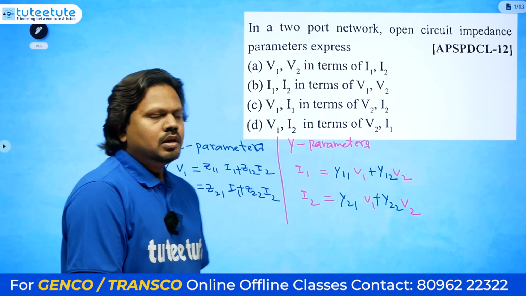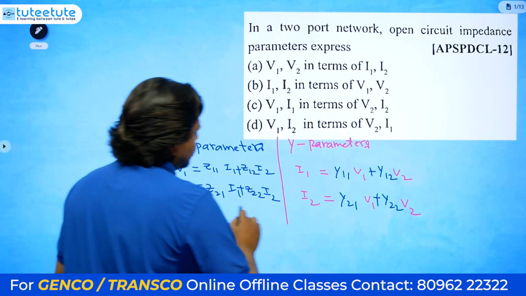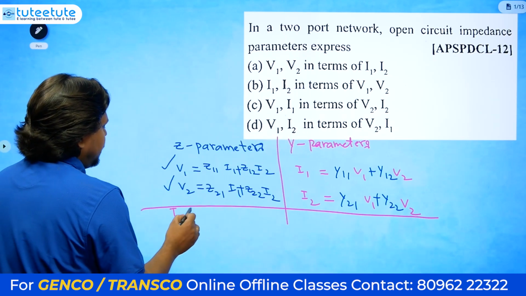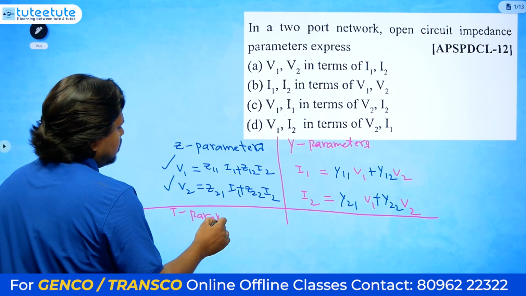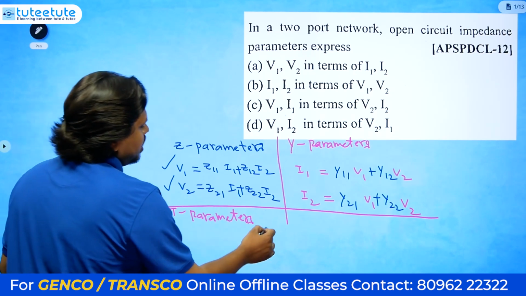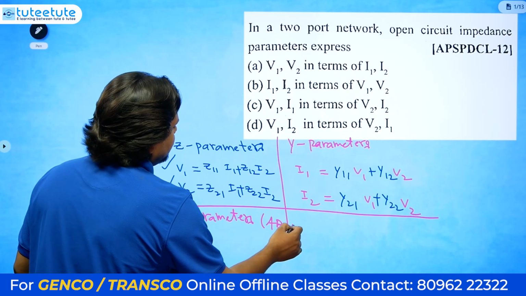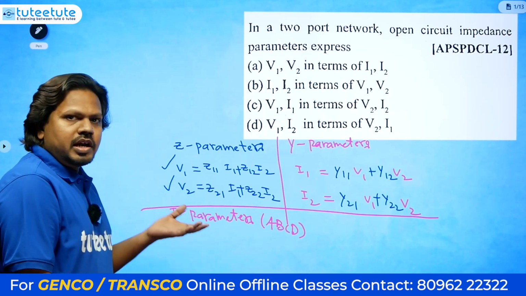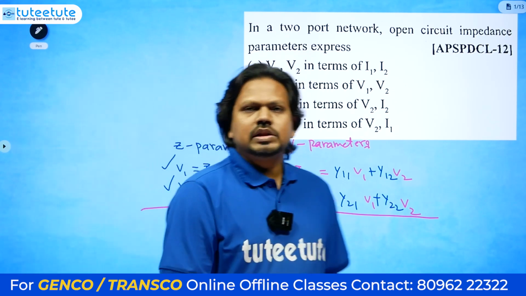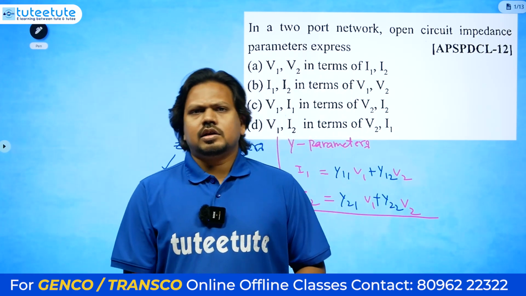So remaining, the H parameters, how to remember? Let's give the ABCD parameters first. T parameters are ABCD parameters, transmission line parameters. How to remember these? See, remember one thing, if you are electrical or electronics.